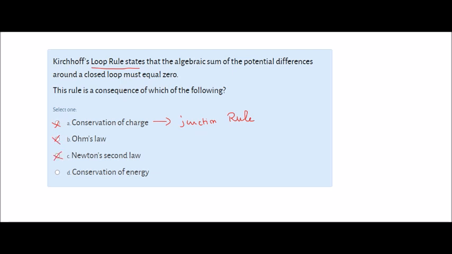Conservation of energy. What is the energy? QV. The loop rule talks about potential, so that's the conservation of energy. If you have delta V equals 0, what do you use? You use that delta U is equal to 0. That's the conservation of energy.